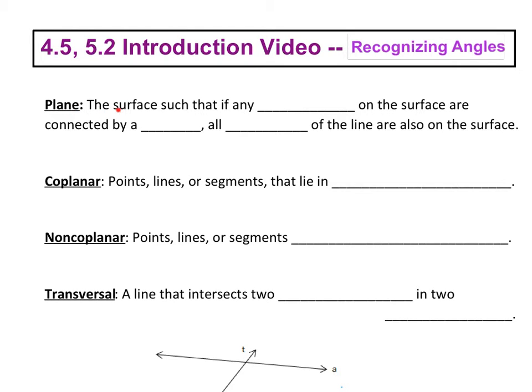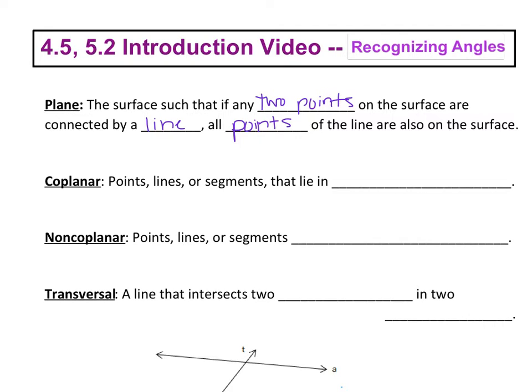So the surface of a plane is the surface such that if any 2 points on the surface are connected by a line, all points of the line are also on the surface. All right, so this sounds a little bit confusing, I'm sure.